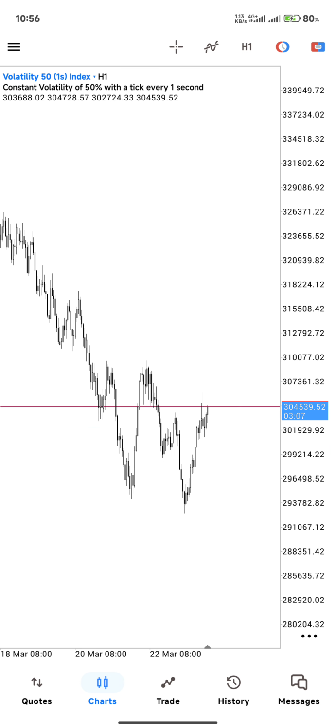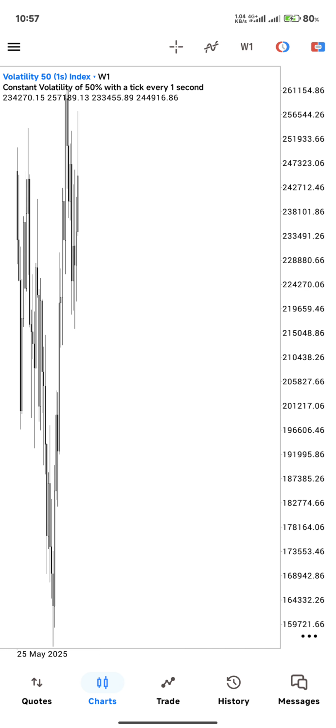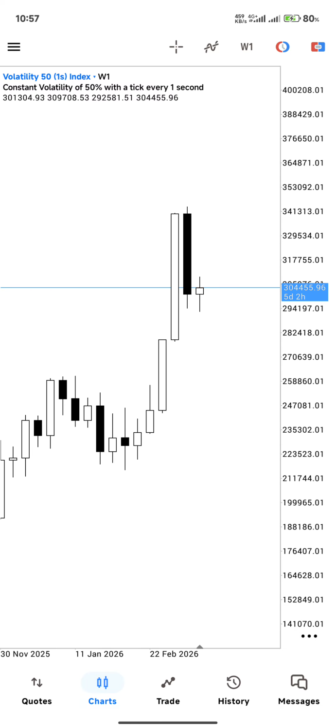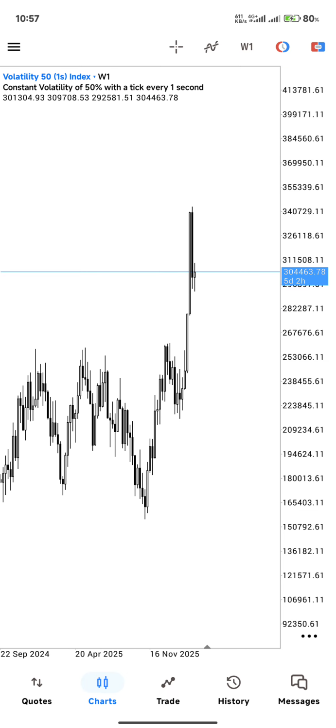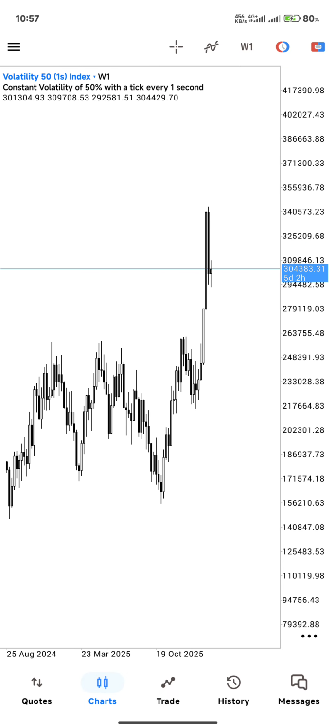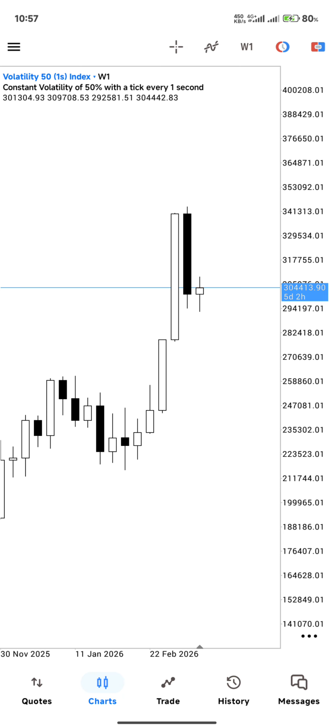So quickly, let's dive in. First things first, we want to go to the weekly time frame. From the weekly time frame, we can obviously see that the market has been bullish, and we're having some sort of retracement. This week just started, and last week's low has been taken out.